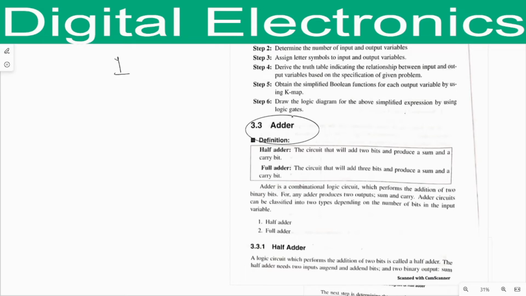If I am adding two bits 1 and 1, what do we get in the output? We get 0 as sum and 1 as carry. So this type of addition is known as arithmetic addition.